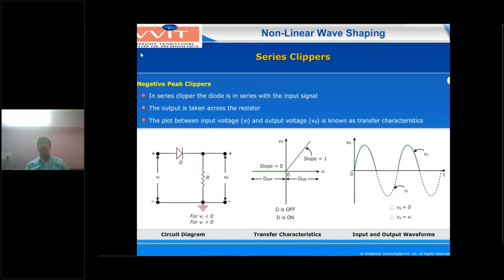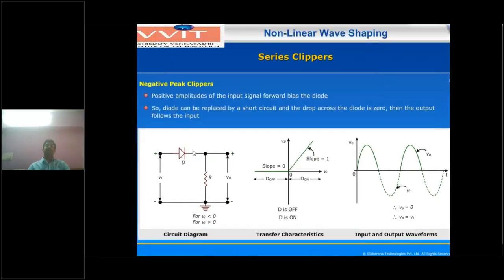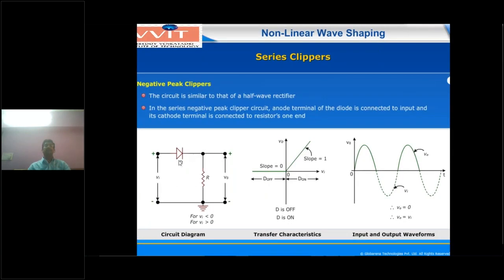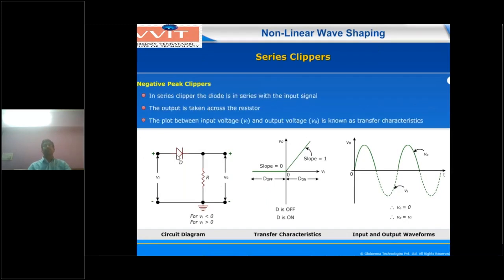Input voltage VI is less than 0, and less than 0 means negative peak. Once you apply the negative peak, the input of the diode is connected to the negative peak. That's why the diode will be reverse biased. Reverse bias means the diode is in the off state, that means an open switch. So what is the equivalent diagram? The equivalent circuit is the open switch condition. The diode is replaced by an open circuit, so the input is not transferred to the output. The output voltage across the resistor will be 0.